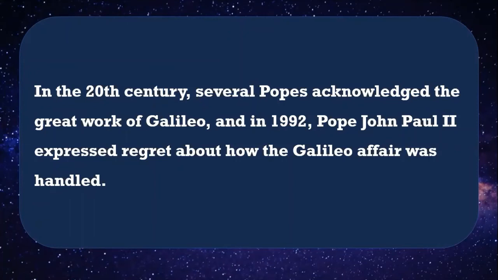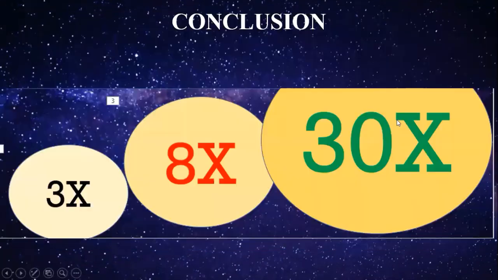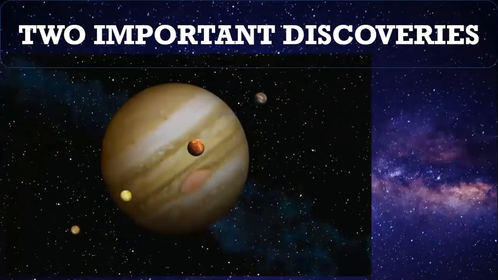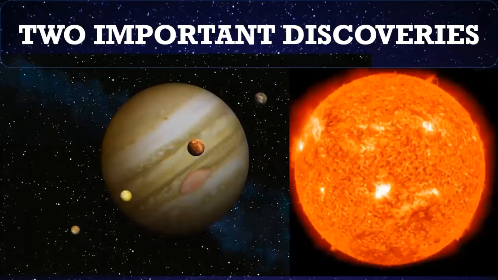Let's have a recapitulation of whatever we learned in this class, just in 2 minutes. So what's the first thing? Galileo made a telescope, which magnified objects 8 times, and then the last one magnified objects 30 times. Next, two important discoveries. Jupiter has little moons revolving around it. And the sun has spots on itself, and these spots moved, which shows that the sun also moves, like how the earth revolves.